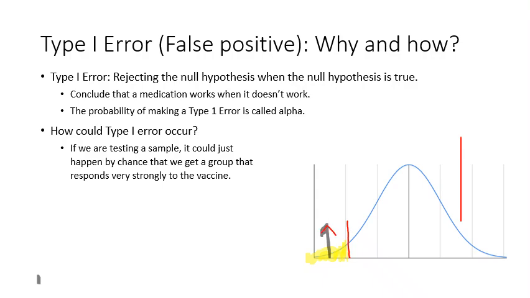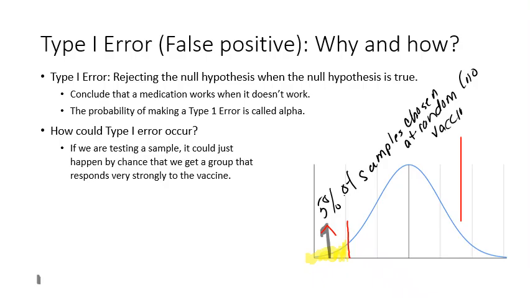Let me get my pen here. 5% of samples chosen at random with no vaccine will fall in the shaded area. That's just the nature of probabilities. That's how these errors occur.